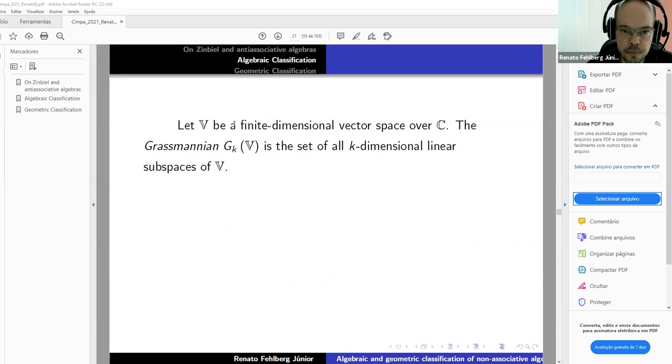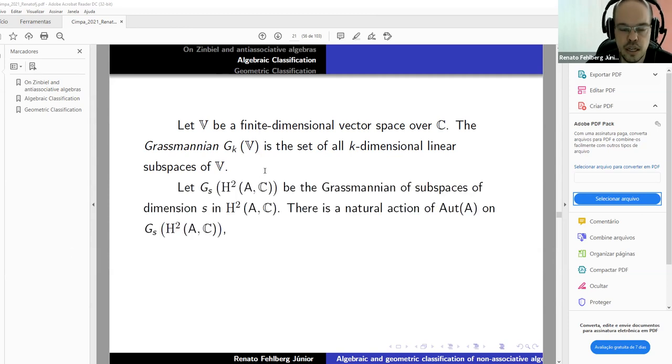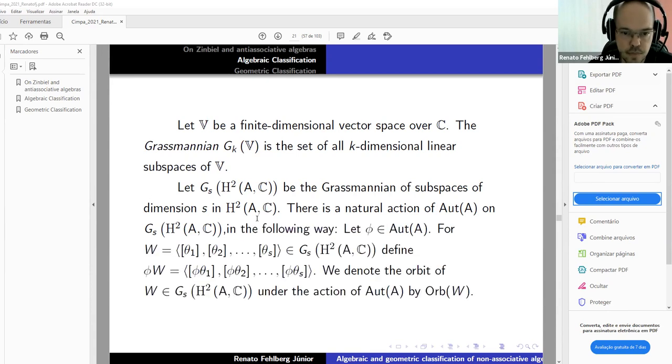Now we consider V, as before, a finite dimensional vector space over C. We consider the Grassmannian G_k of this space V. We consider the Grassmannian of A^2, and we can define an action of the automorphism group of A on this Grassmannian.